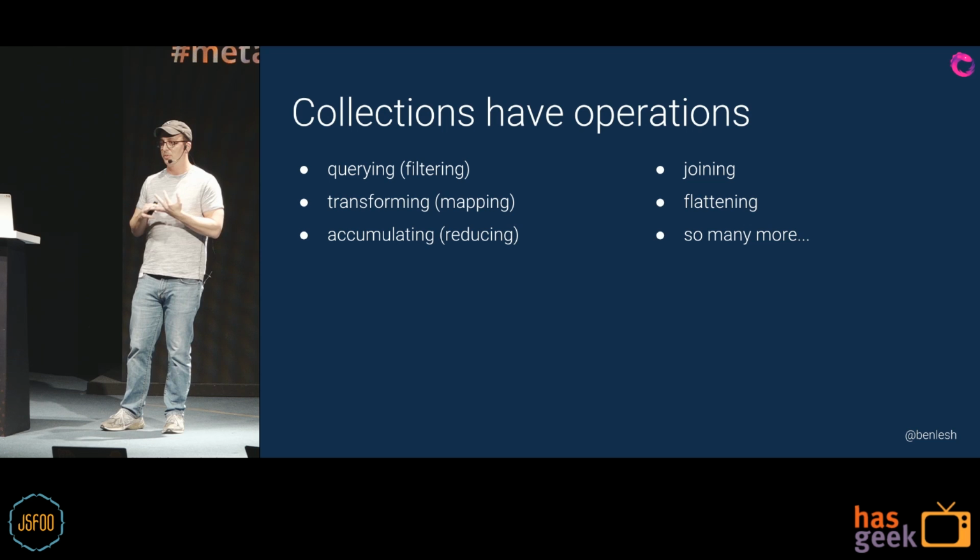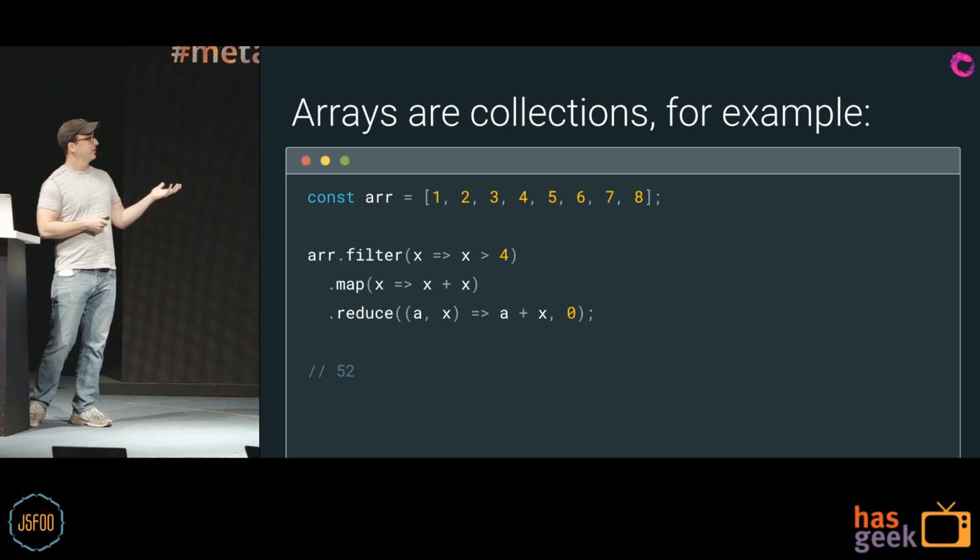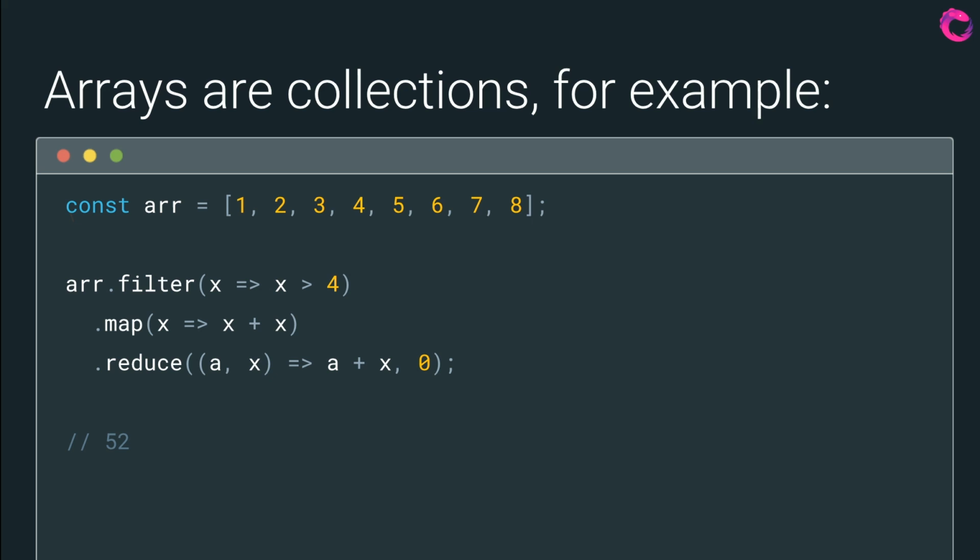If you have a collection of apples, you can make a collection of apple pies, right? Like, it's just a property of collections. So the most common collection that we deal with every day is arrays. So we have these arrays, and with an array, I can say, here's my array of numbers. I'm going to filter it down to all the numbers that are greater than 4. I'm going to double those numbers, and then this reduce down here is going to sum it together. So that's kind of reducing it down into a single value, and I end up with 52.